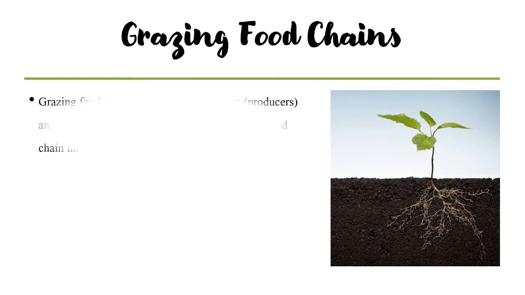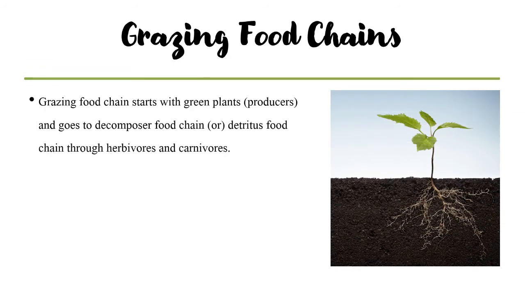Grazing food chain. Grazing food chain starts with green plants, the producers, and goes to the decomposers food chain or detritus food chain through herbivorous and carnivorous. It has two types, terrestrial food chain and aquatic food chain.